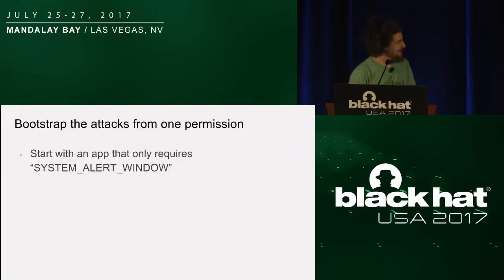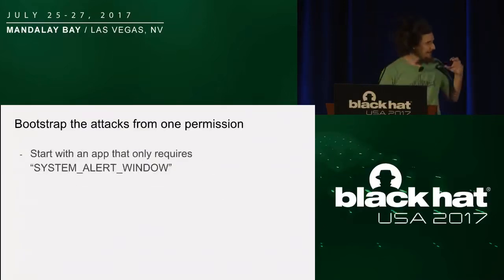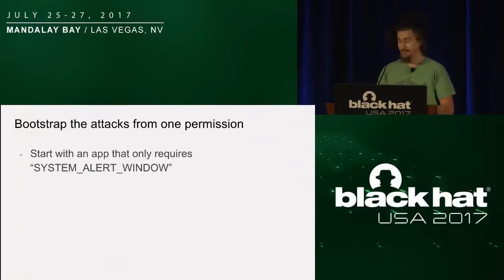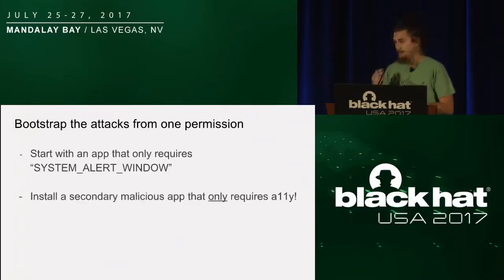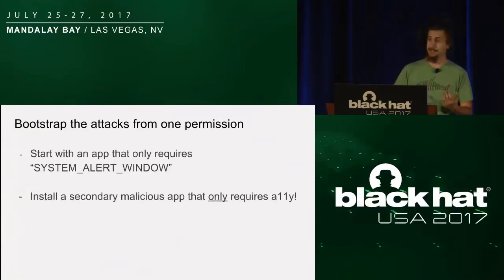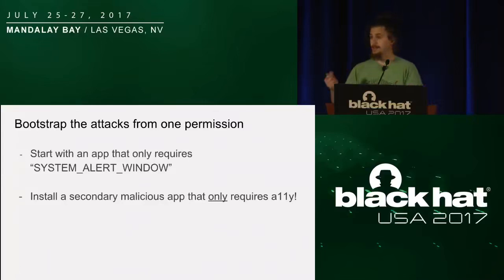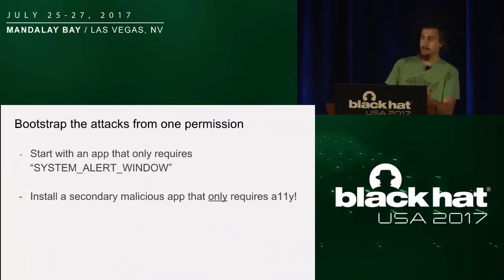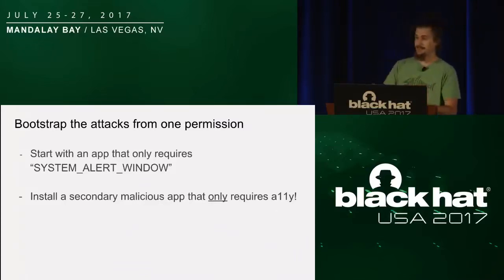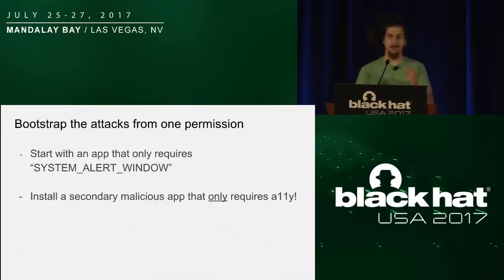What we found was interesting. The first part is that we found a way to bootstrap these attacks with only the system alert window permission. The point is that, once we have this application, the goal is to install a secondary application from the store where an accessibility service is required. So you get the first one, you install the second one, and then the first one can enable the accessibility service for the second one, and after this, these apps can actually play together and do the malicious activity by collaborating.